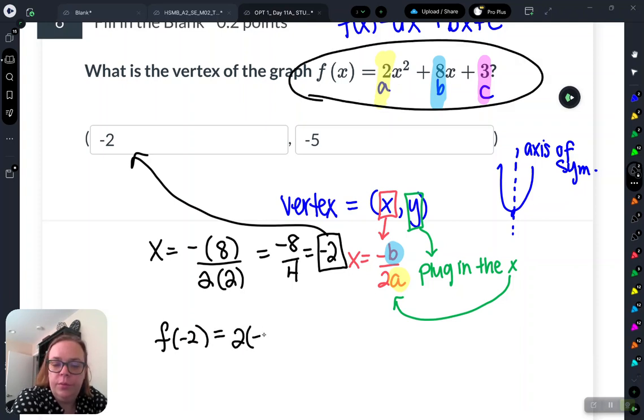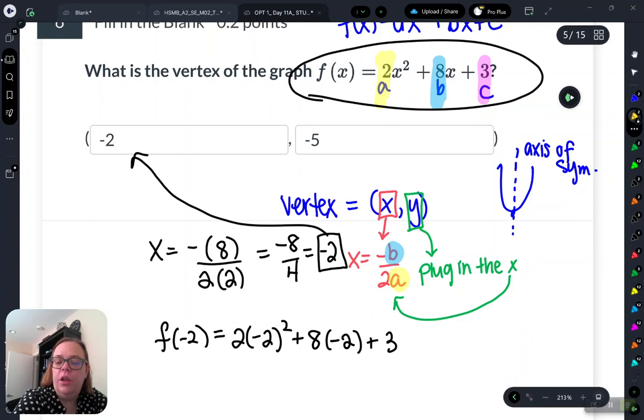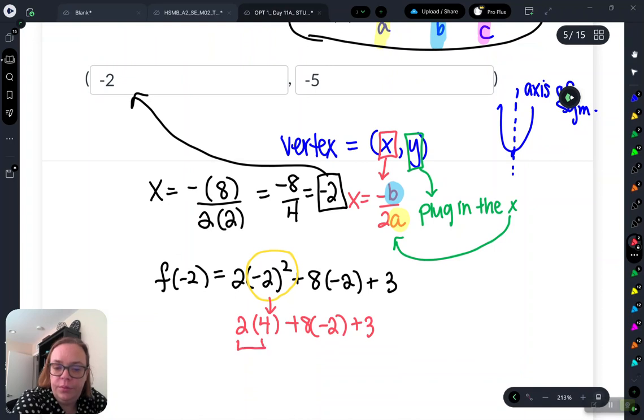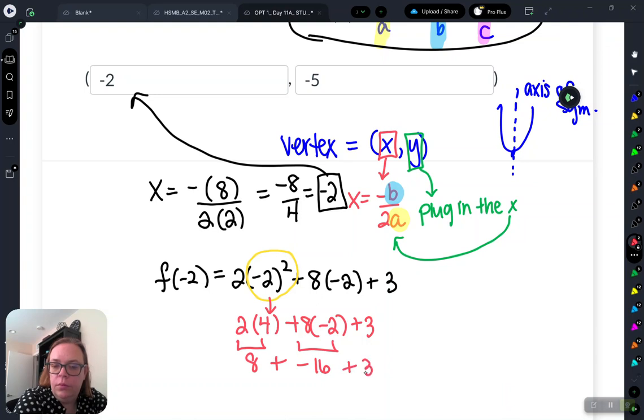So I'm replacing x with a negative 2. Be careful to follow the order of operations here. You must do the exponent of squaring negative 2 before we multiply. You cannot multiply first. So that gives us positive 4. Then we multiply. And then we add. Left to right, 8 minus 16 is negative 8 plus 3. And then finally we get negative 5. And there is your y.